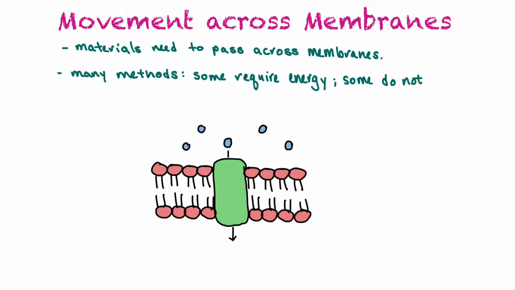Cell membranes are said to be selectively permeable, so not everything can just pass through or exit at will. There are controls and measures set in place. And there's several methods that allow for the transport of materials across a membrane. Some of them require energy, and those are referred to as active transport. And then some of them do not require energy, and that would be passive transport.